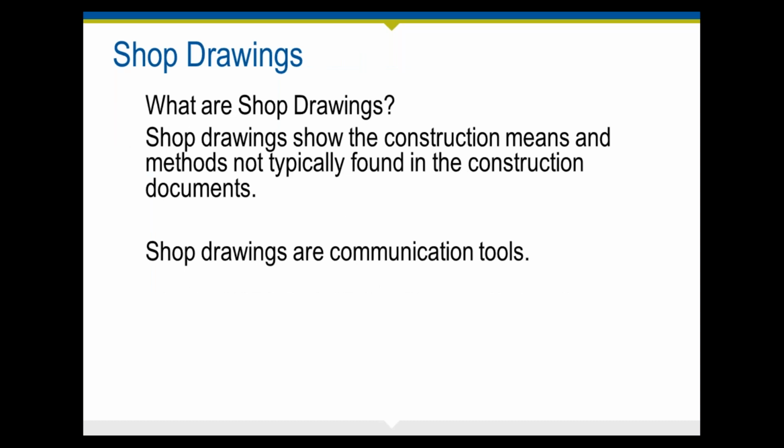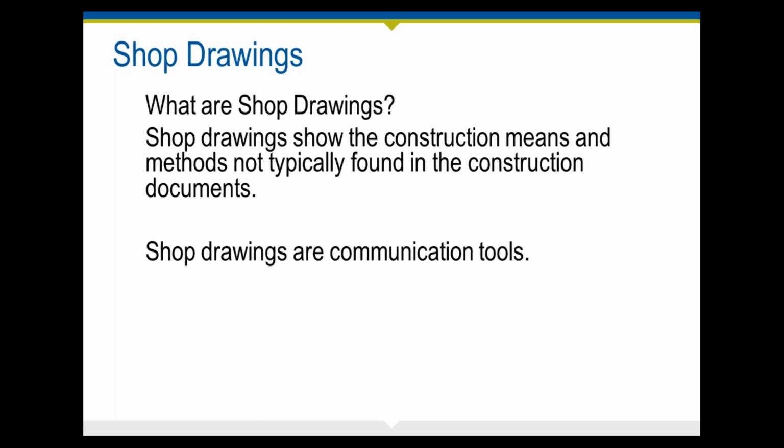So the shop drawings show the construction means and methods that are not typically found in the construction documents. And they are communication tools. In the standard form documents, in the EJCDC and AIA documents, it's very clear that shop drawings are not contract documents. This is a communication tool that comes in from the contractor to you so that you can review what they intend to do as far as construction is concerned, because they are responsible for the means and methods, and you are reviewing that shop drawing to make sure that it does indeed meet the design concept that is expressed in the construction documents.